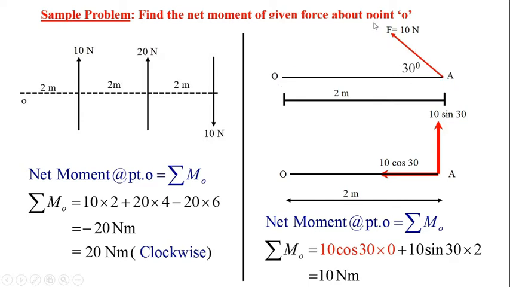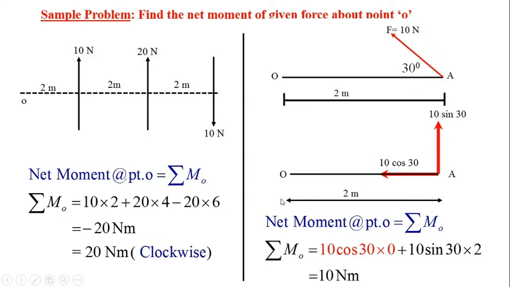Or the simplest way is to resolve this force into x and y components. This force is acting at point A. So resolve this force at point A into x and y components. The x component of force will be equal to 10 cos 30. The force is acting away from point A, so the component is acting away from point A. The vertical component is 10 sin 30, also acting away from point A.